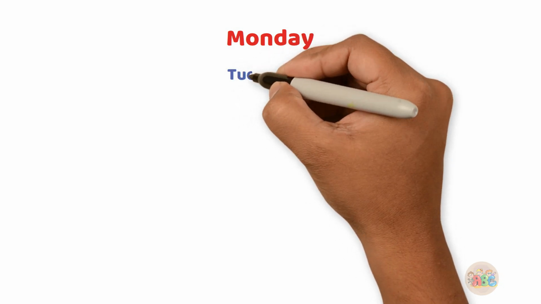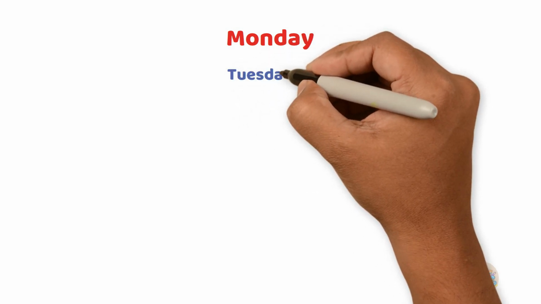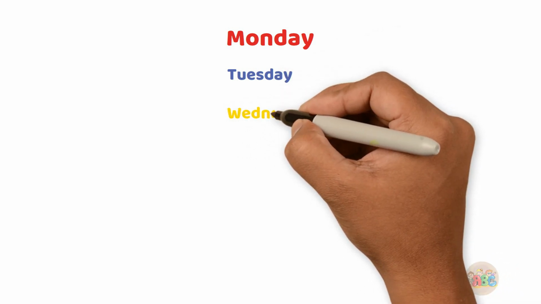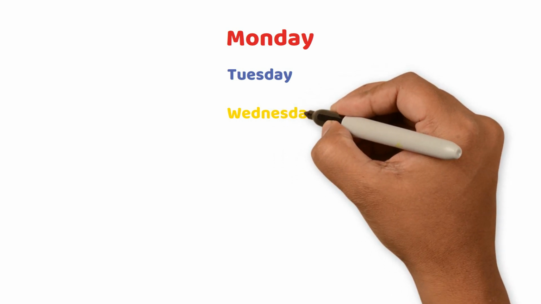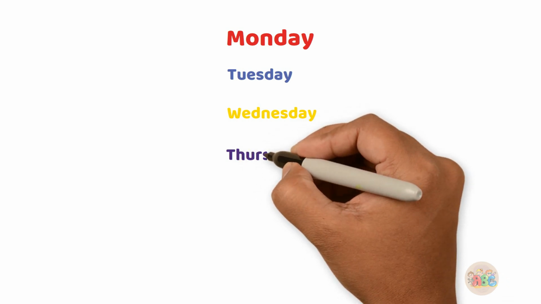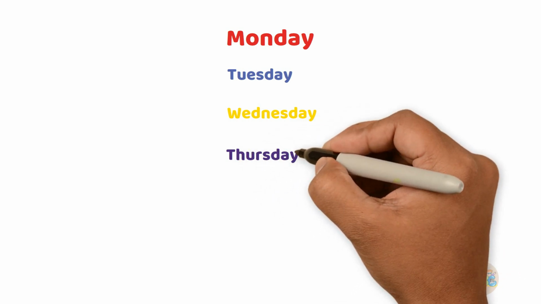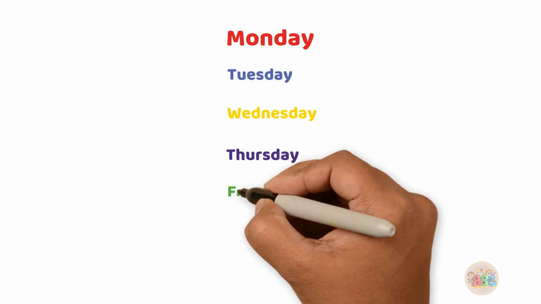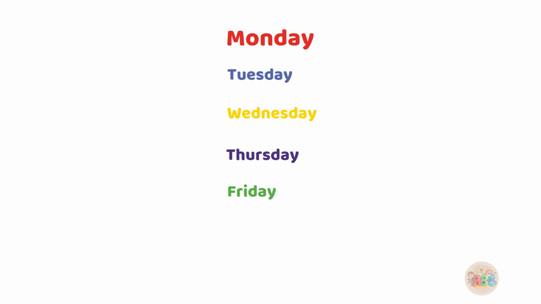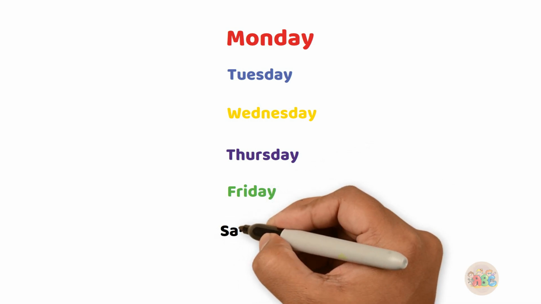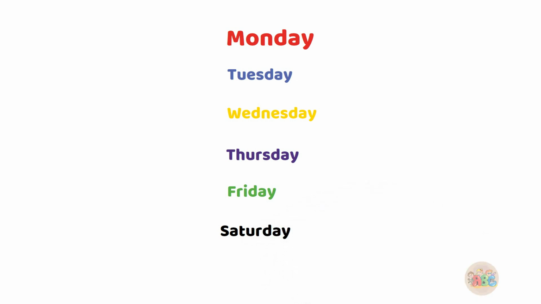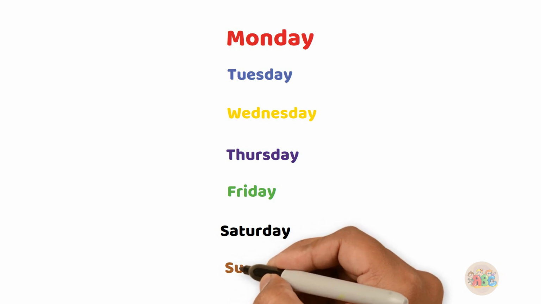Name of 7 days. Monday, Tuesday, Wednesday, Thursday, Friday. Say with me. Friday. Say with me. Saturday. Again say with me. Sunday.